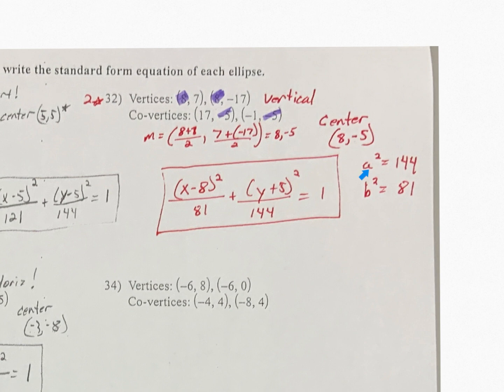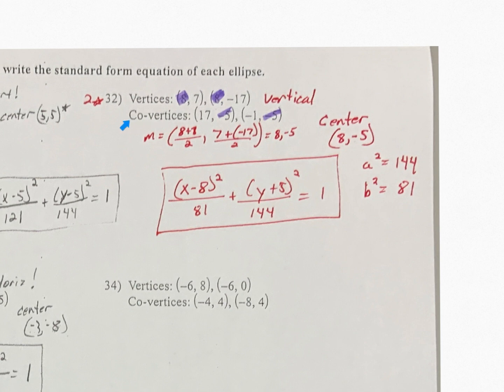A squared, or a, is the distance from the center to the end point. On this one, we're at negative 5. Remember, it's a vertical change with the vertices. So we're at negative 5 y value, and we go up to 7, or we go from negative 5 to negative 17. If you just subtract those numbers, 7 minus negative 5 is 12. So a is 12, so a squared is 144.